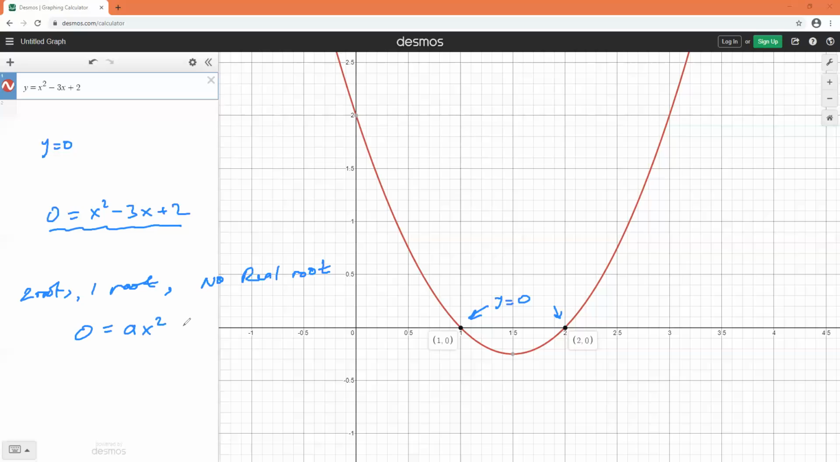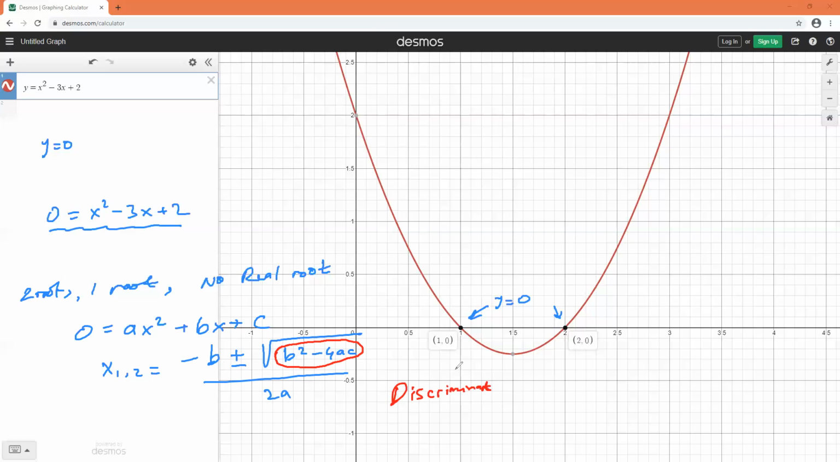This is 0 equal to ax squared plus bx plus c. And you remember that when we are solving this quadratic equation, we use the quadratic formula, which is x1 or 2 equals minus b plus or minus the square root of b squared minus 4ac, divided by 2a. So what happened here is that there is a value inside this square root. You see, this b squared minus 4ac. This value is called the discriminant.